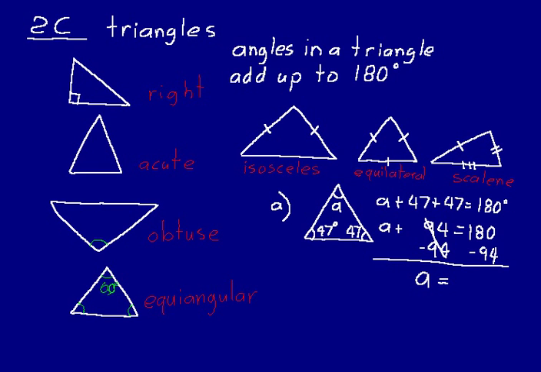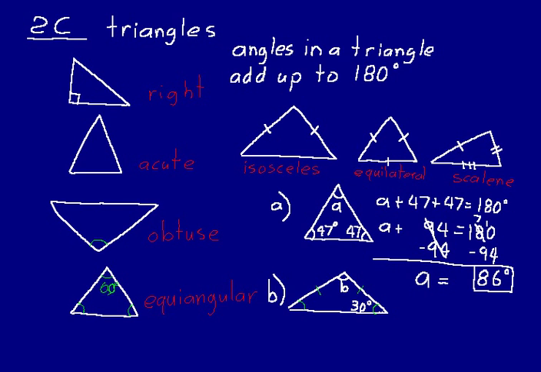We'll need to borrow 1 from this 8. We'll have 10 minus 4 is 6, and then 17 minus 9 is equal to 8, 86 degrees. So that's what A is equal to, and we'll put a box around that answer. Look at practice problem B. On this one, we've just been given one angle. The one on the bottom right is 30 degrees, and we want to find what angle B is equal to.